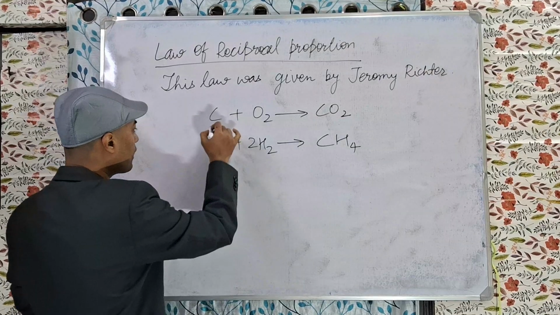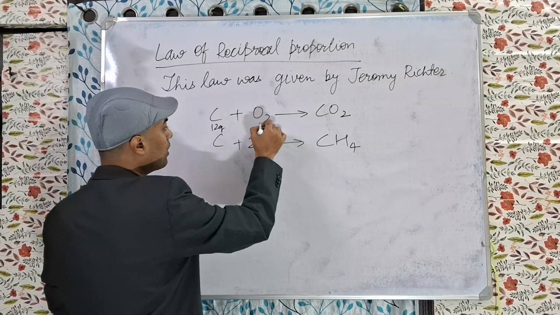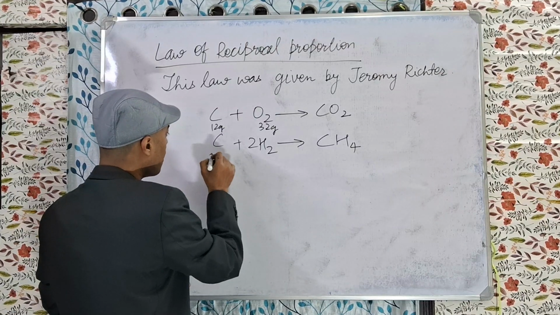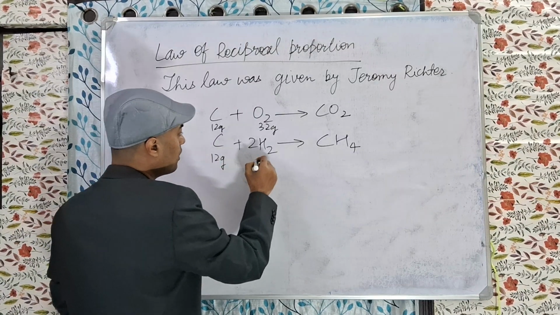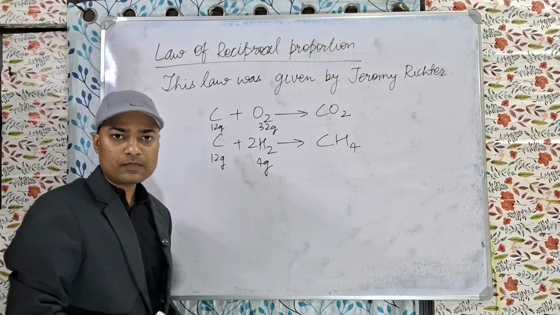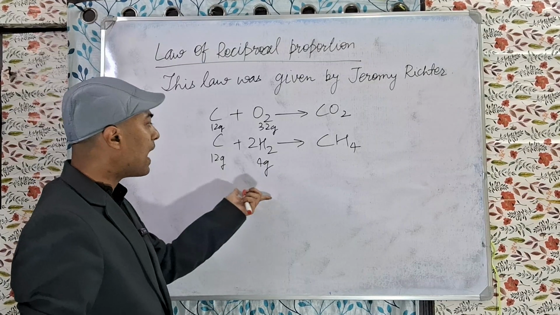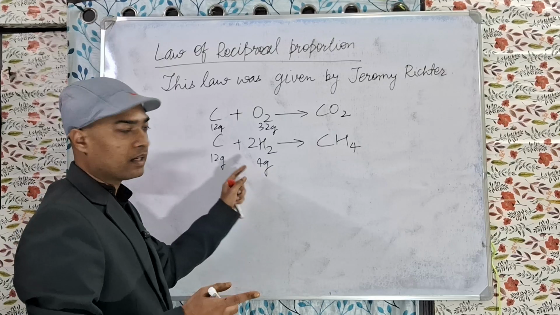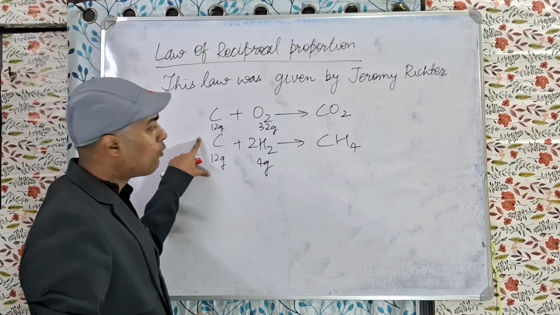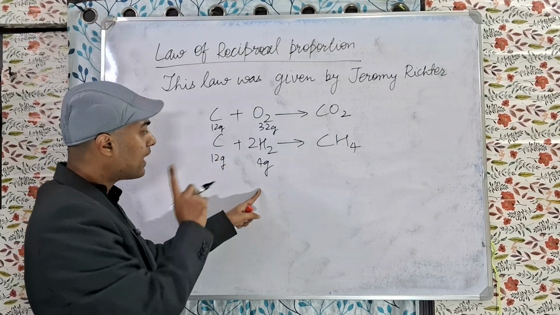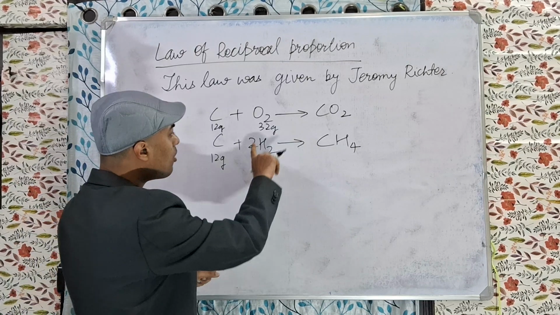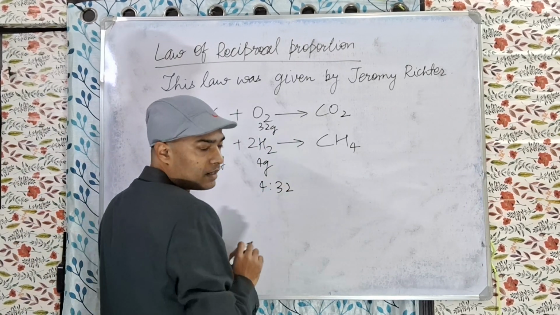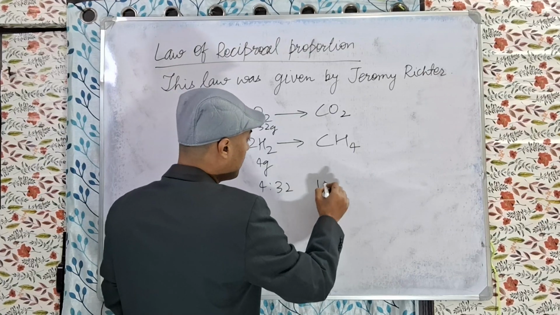Okay, so if you take 1 mole, this is 12 gram, and this is 32 gram. Here if you look at it, this is 12 gram, and this is 4 gram. Right, now if you look at those reactants which are changing, carbon is same in both. What is changing? Oxygen and hydrogen. And if you take their ratio, the ratio of hydrogen to oxygen will be 4:32. That is nothing but 1:8.